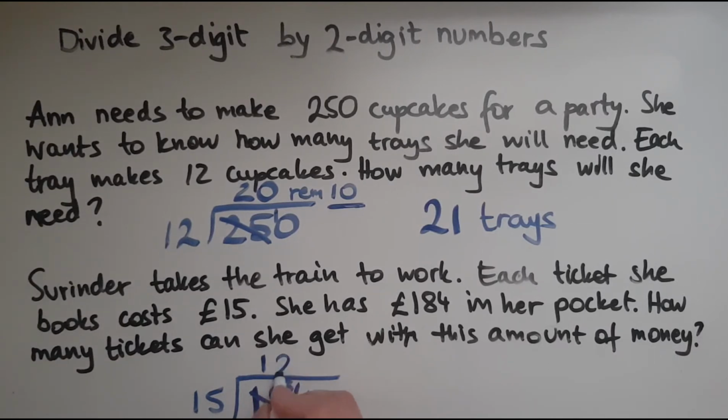So we'll write 2, and that's 4 remaining. So she can buy 12 tickets, although she has £4 more left, because this was pounds, £184, so there are £4 remaining. Now with £4 she can't get an extra ticket, so we'll just say 12 tickets, and we know that this 4 means £4. So this is how to interpret the remainders when it comes to division.